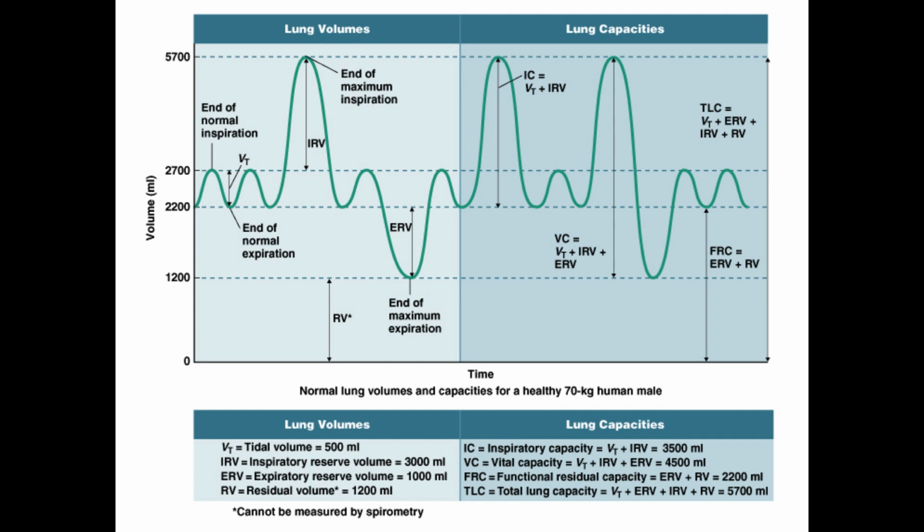So vital capacity. Okay, so then the 4 lung capacities. These are the 4 that you need to know. Inspiratory capacity is tidal volume plus inspiratory reserve volume. Functional residual capacity, FRC, is the expiratory reserve volume plus the residual volume. Okay? Vital capacity is everything you can measure with the spirometer. It's inspiratory reserve volume plus tidal volume plus expiratory reserve volume, everything but the residual volume. And then total lung capacity is all 4 of the volumes added up together.